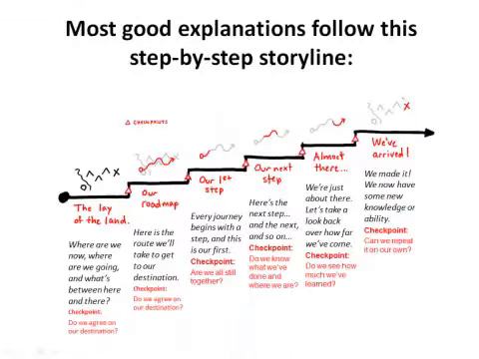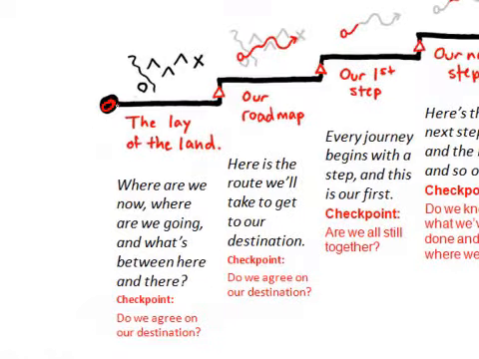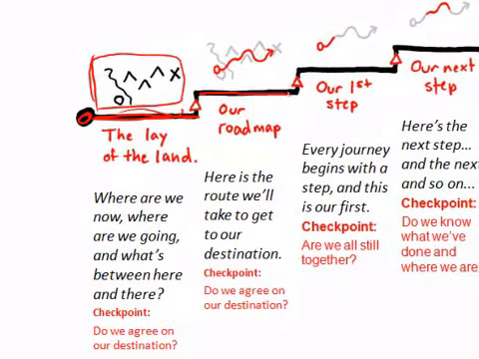Most good explanations follow this simple step-by-step storyline. We begin here, and the first thing we do is lay out the lay of the land. We get an overview of the landscape, conceptually, that we're sitting in. Where are we now? What's going on around us? Then step number 2, we say, okay, we're here, but we want to be here, so let's make a little roadmap that guides us through that to help us reach that.